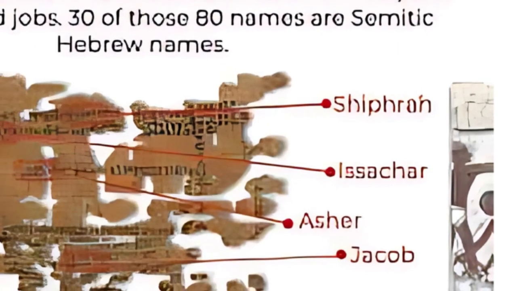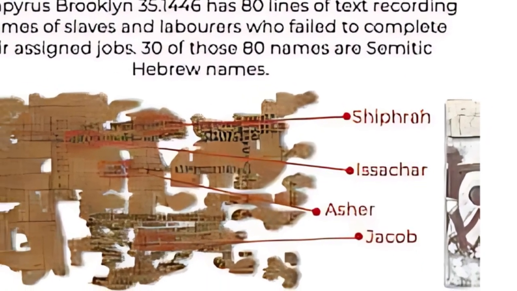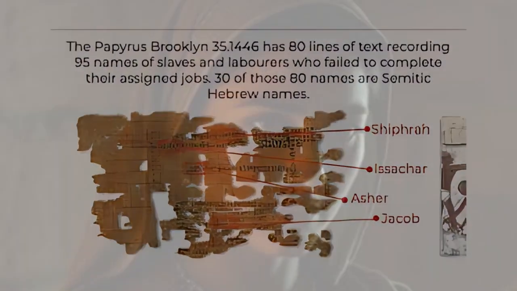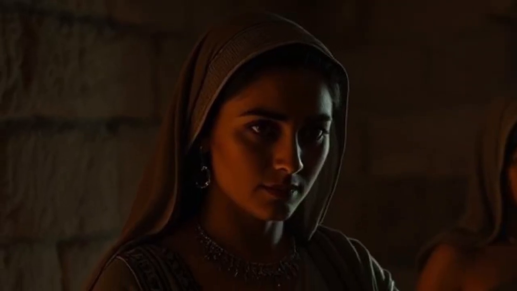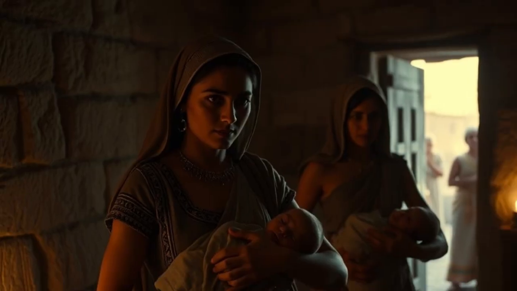Some of the names included in the list, such as Issachar, Asher, Mina, and Shiphrah, are clearly of Hebrew origin. These same names also appear among biblical characters, serving as undeniable evidence of the presence of Hebrews during that time. In Moses' era, Shiphrah was one of the midwives who protected the lives of male children.